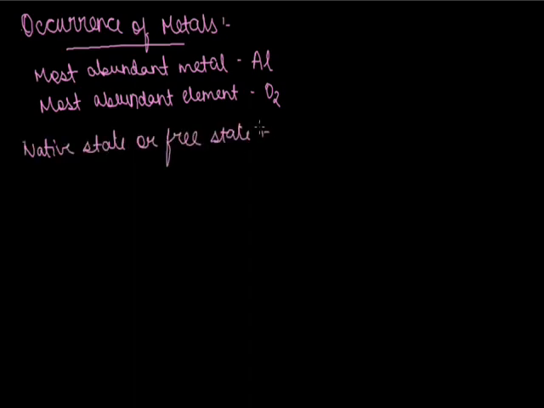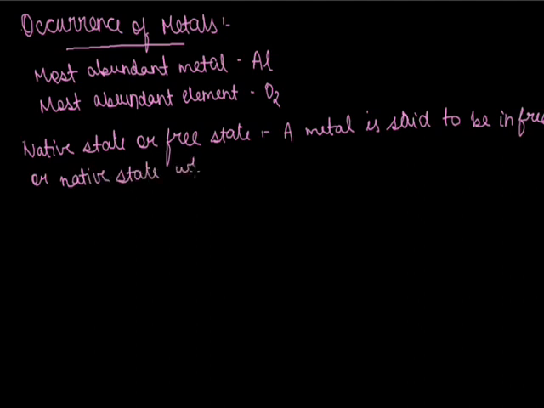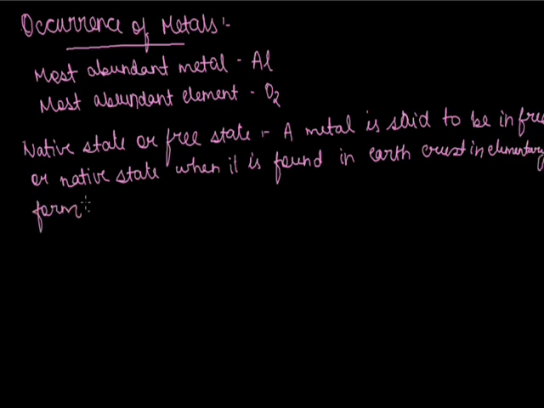A metal is said to occur in free or native state when it is found in the earth's crust in the elementary form. The metals which are very unreactive, lying at the bottom of the activity series, are found in the free state.